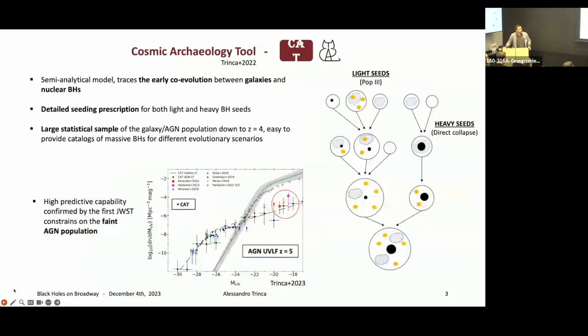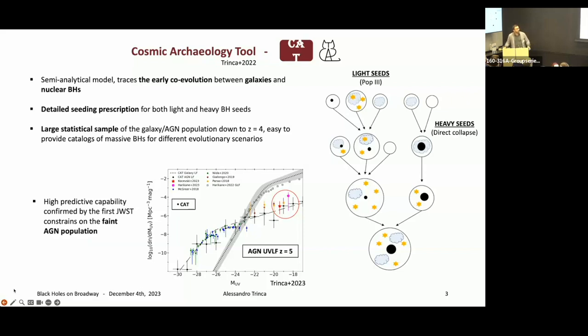In order to study this scenario, we developed this cosmic archaeology tool, which is a semi-analytical model designed to reconstruct the early coevolution between galaxies and AGNs at high redshift, and which is characterized by very detailed environmental-dependent seeding prescriptions for both light and heavy black hole seeds. The strength of this model is that we're able to easily provide large statistical samples of the galaxy and AGN population down to redshift 4 and provide catalogs for different potential evolutionary scenarios for the black hole growth.